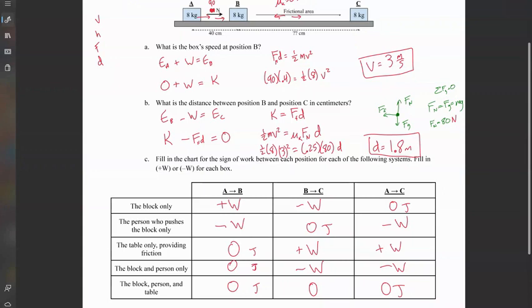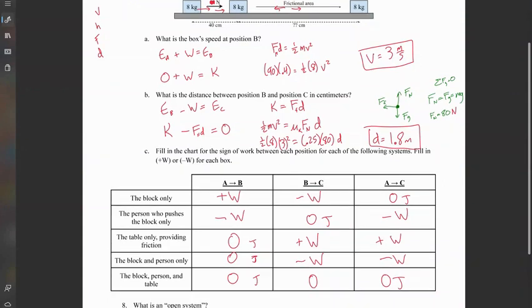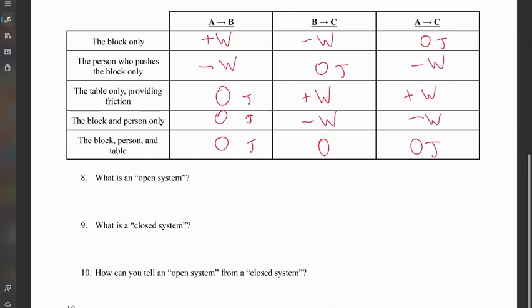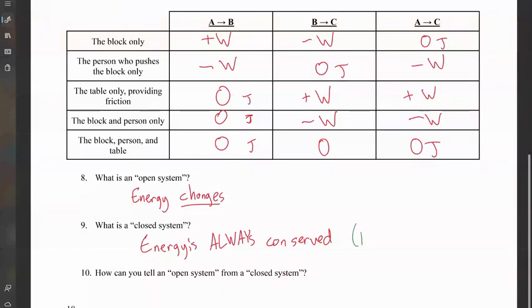This becomes very important in identifying what we call open systems and closed systems. What is an open system? An open system is any system that can gain or lose energy. So energy changes in an open system. To contrast with that, a closed system means energy is always conserved. So if energy is always conserved, that means no work. It means energy initial is equal to energy final. If energy changes, that means there is work. It can be positive or negative. It just means that there is a change in energy.